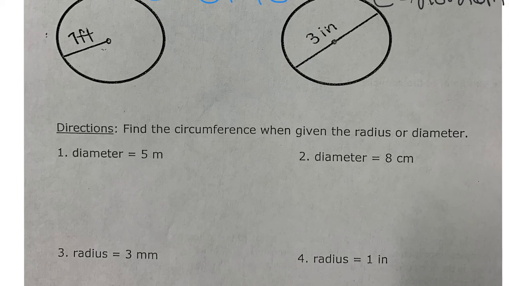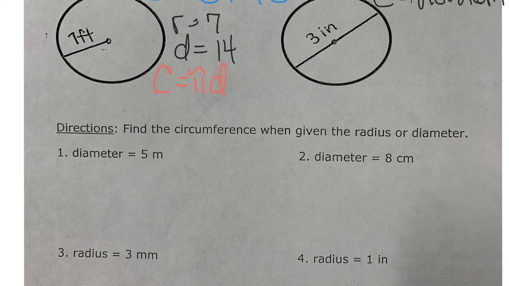Okay, we're going to find the circumference of the next one. What piece of the circle have you been given? The radius. All right. The radius is 7. What is the diameter? 14. Very good. We are working circumference. So we have C equals pi times diameter.